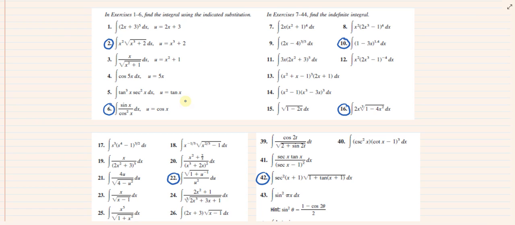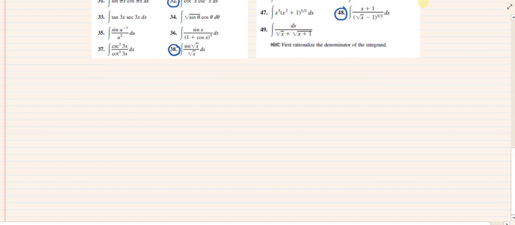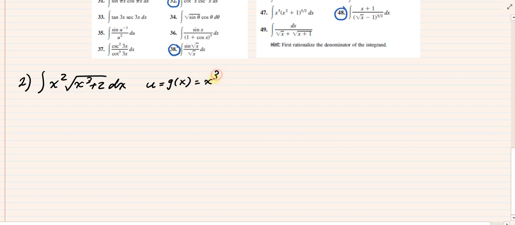So let's begin with exercise number 2. Okay, in exercise number 2, we have x squared times the square root of x cubed plus 2 dx, and u is x cubed plus 2. Okay, so here we go. Beginning with exercise number 2. In number 2 again, we want to evaluate the indefinite integral of x squared times the square root of x cubed plus 2, and then dx. Our u substitution, you notice u here is a function of x. Okay, and this we are told to choose x cubed plus 2.